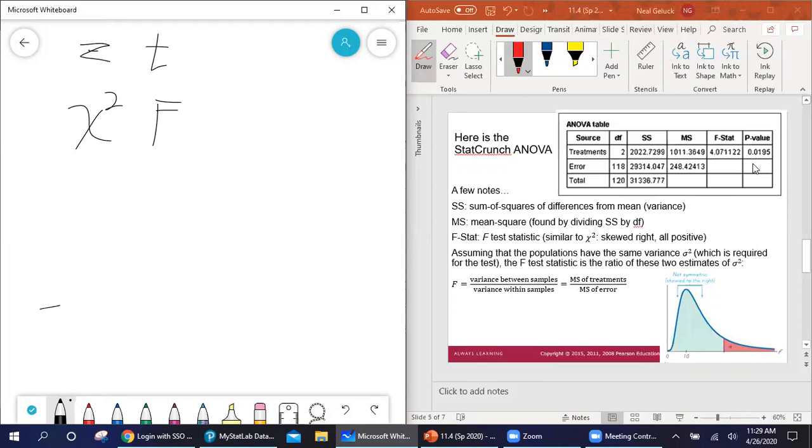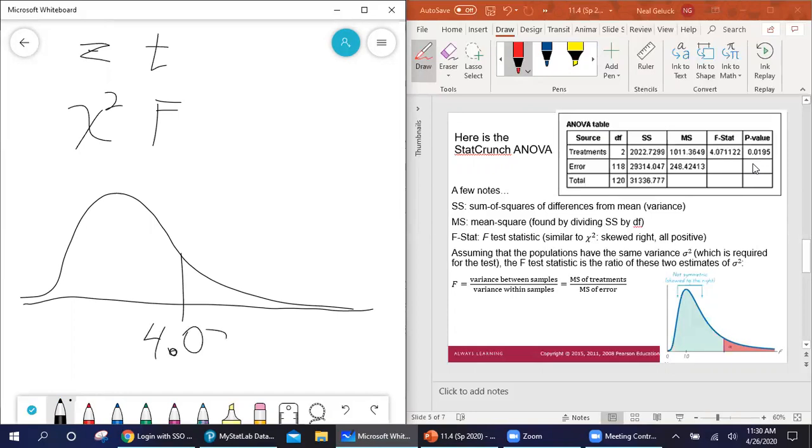So basically it's saying on this F curve, oh, that's terrible. Let's try that again. That's a little better. On this F curve, the F test statistic was 4.07, et cetera. The area beyond that is the p-value, 0.0195. So it's still an area in a tail, just like we've been doing for the past 7-8 weeks.